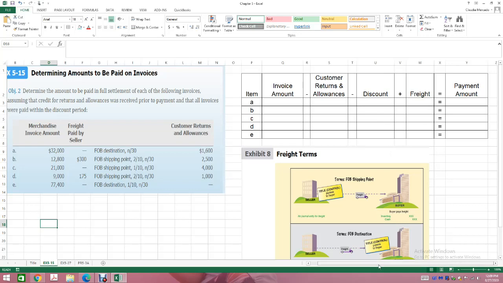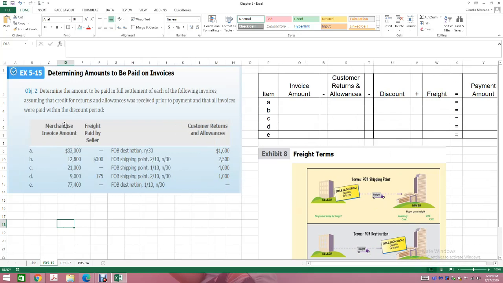So, let's start with the first one, okay? So, the first one says that my invoice amount is $32,000. I'm going to plug that in right there, okay? And let me just copy and paste this down because we're basically going to do these calculations, but that way we don't get confused. Here we go, what we're doing. There we are. Okay, so I'm going to subtract my customer returns and allowances. Do we have any returns? Yes, we did. We had $1,600 worth of returns.